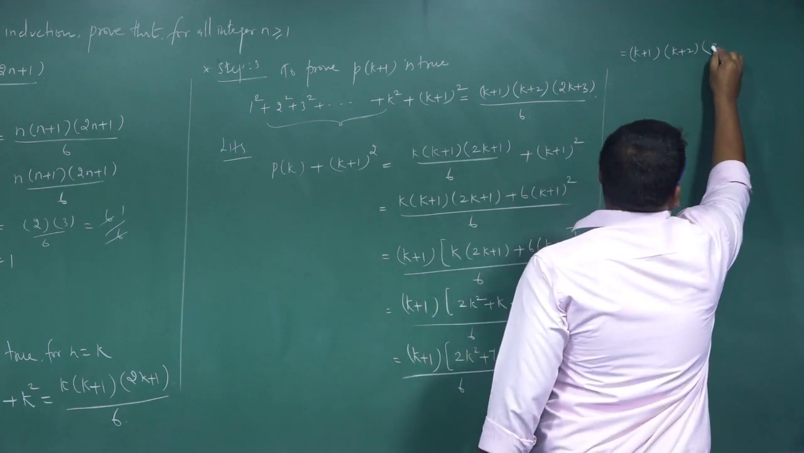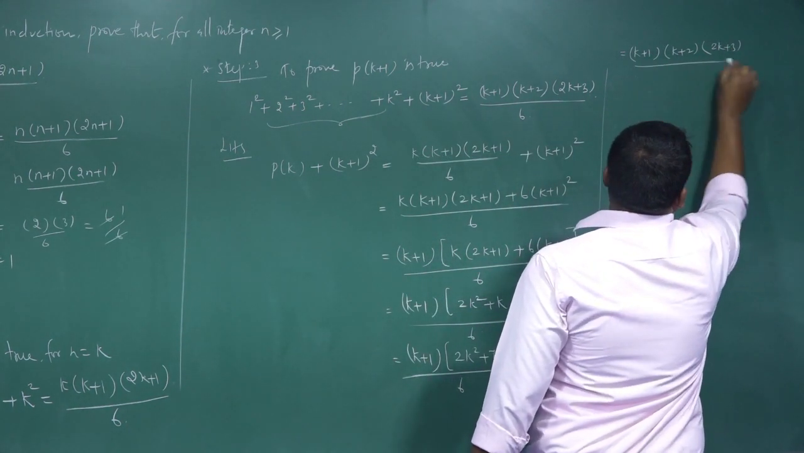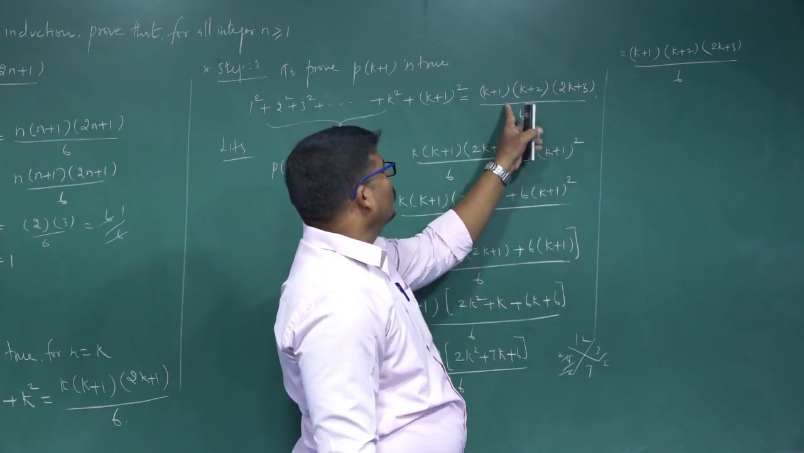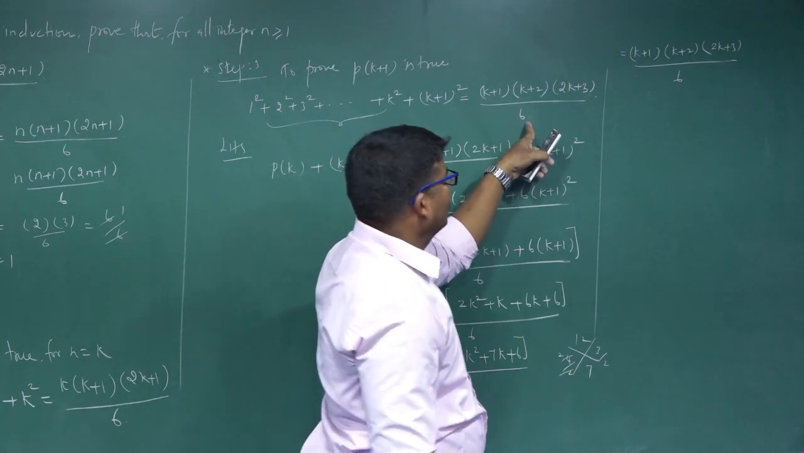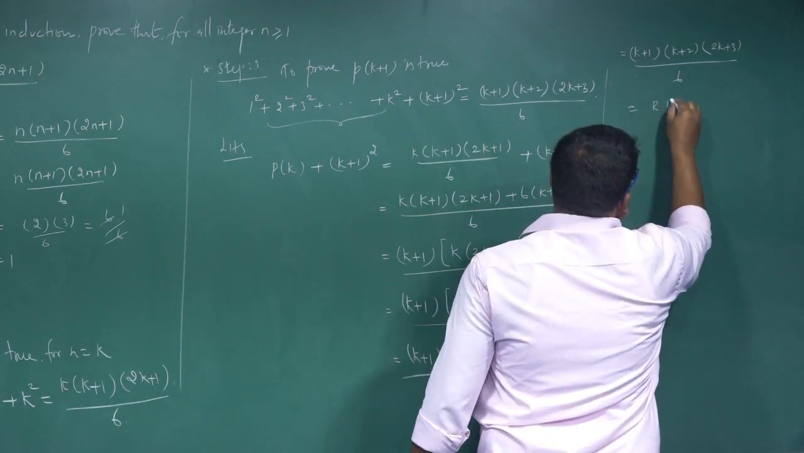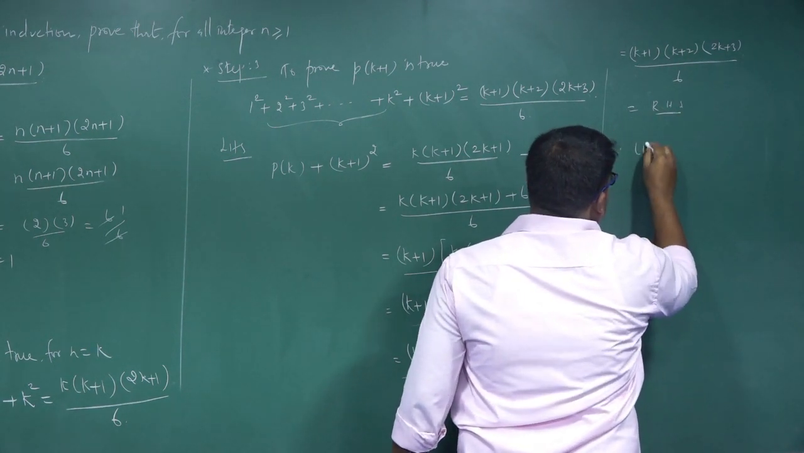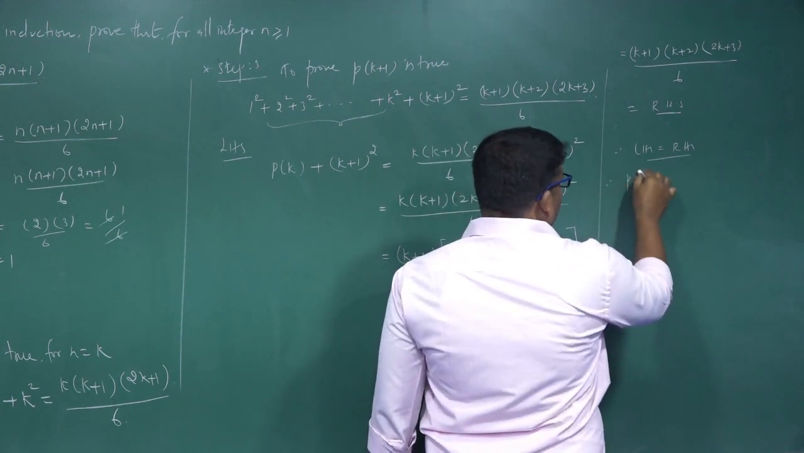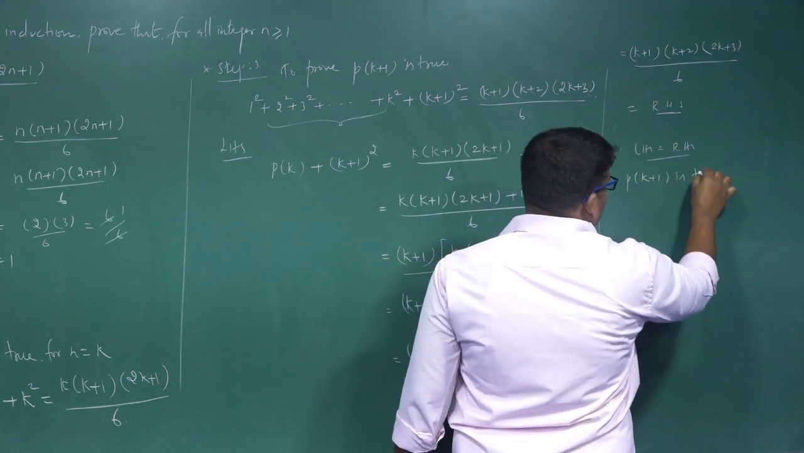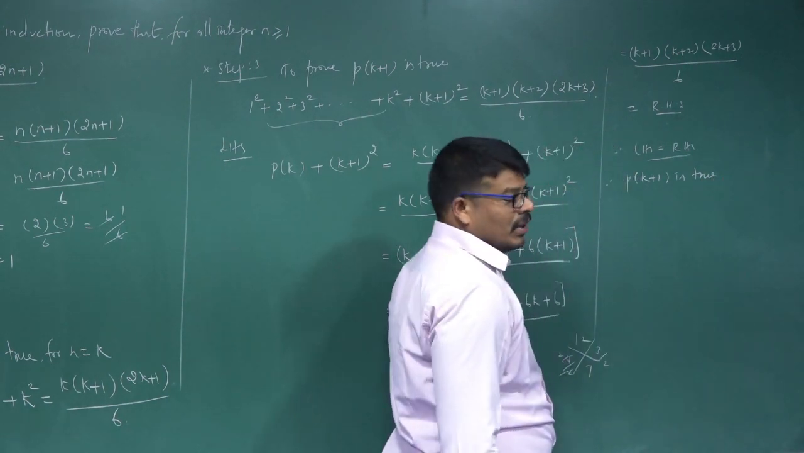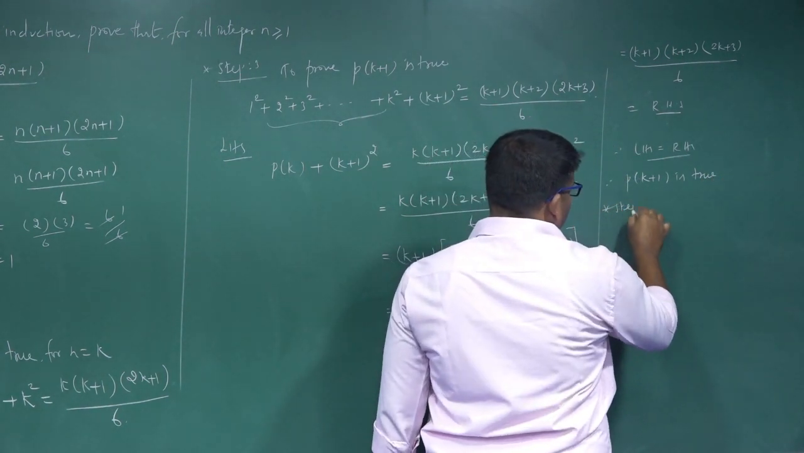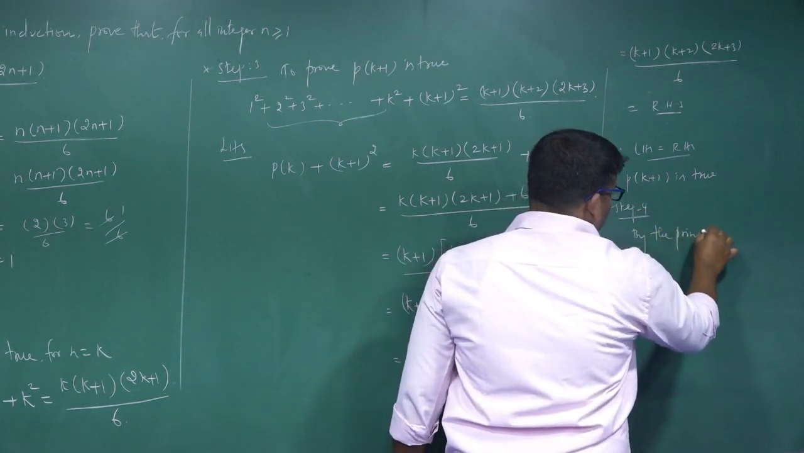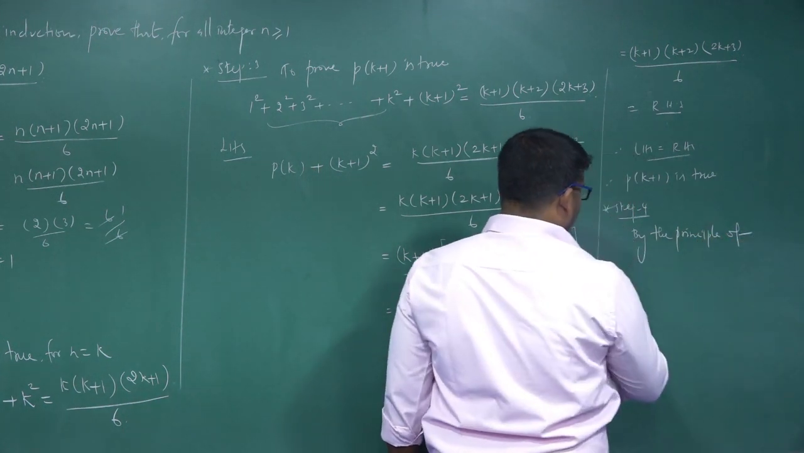2k plus 3 divided by 6. So really, (k plus 1)(k plus 2)(2k plus 3) divided by 6 is this RHS, the right hand side. So therefore LHS equals RHS. Therefore P of k plus 1 is true. And step 4 is by the principle of mathematical induction.